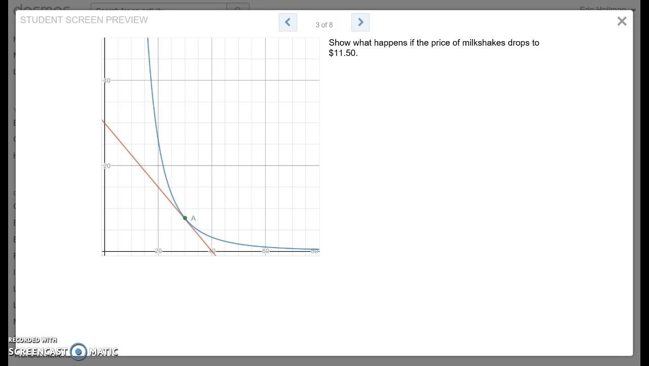Okay, so this one shows what happens if the price of milkshakes drops to $11.50. I want you to go ahead and figure out the new intercepts for the budget constraint and predict whether or not we are going to be on a higher or lower indifference curve.